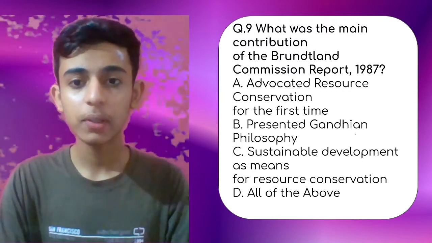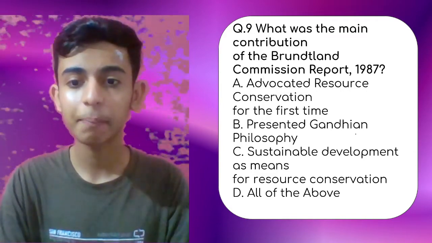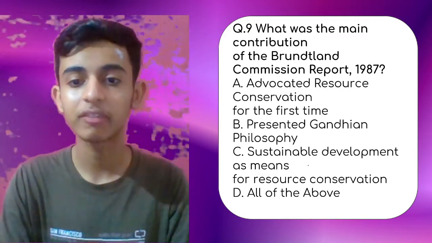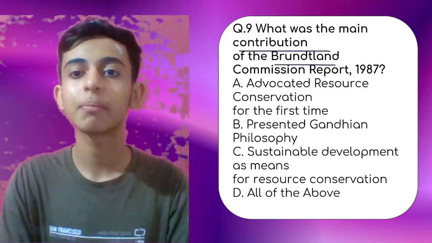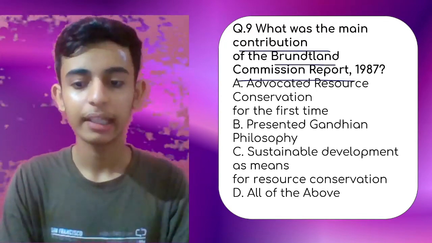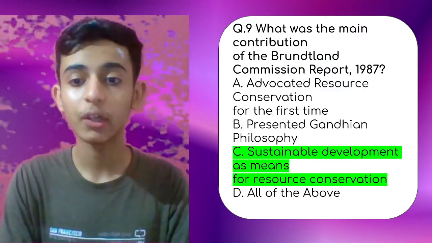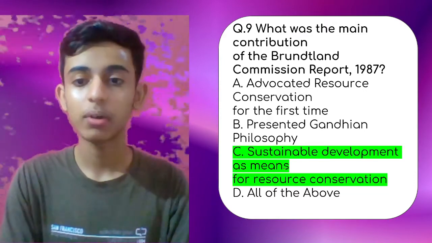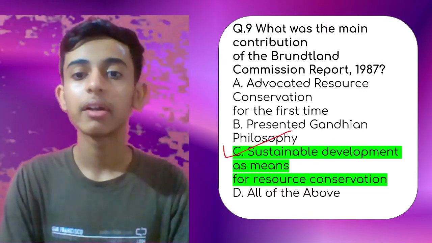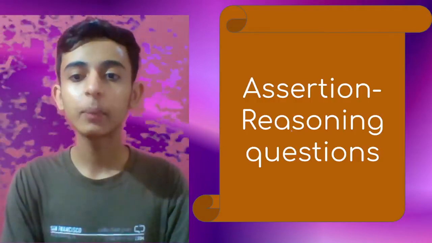Okay, what was the main contribution of Brundtland Commission report 1987? Advocated resource conservation for the first time, presented Gandhian philosophy, sustainable development as means for resource conservation, all of the above. What do you think? Okay, your time's up. That is sustainable development as means for resource conservation. Sustainable development is very important if you want to conserve your resources, right? So we are done with the MCQs.